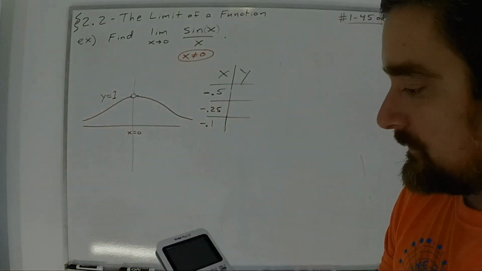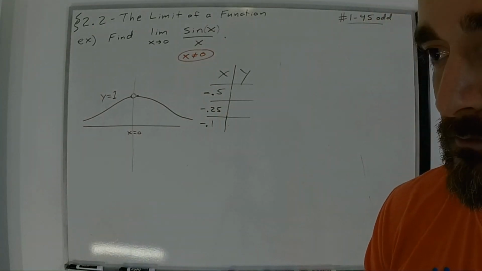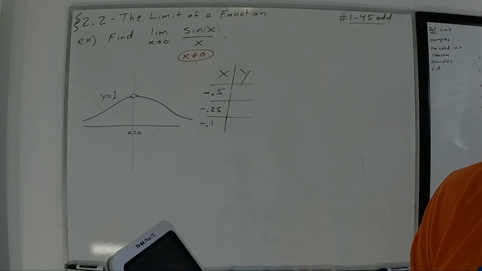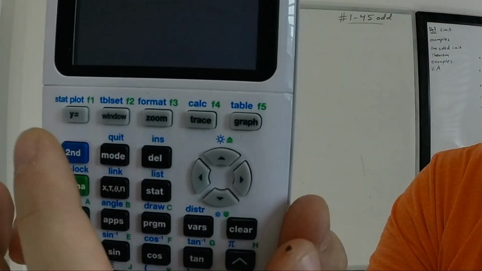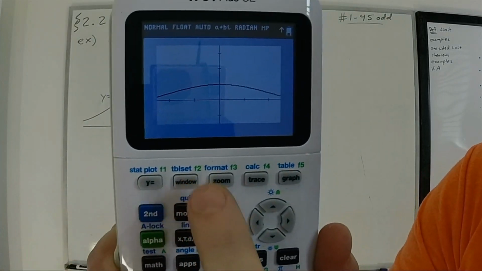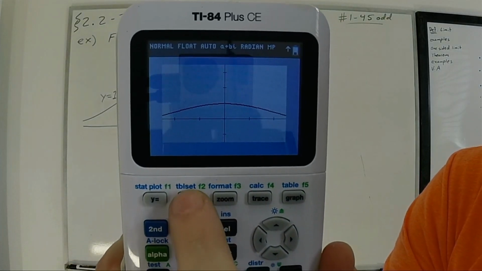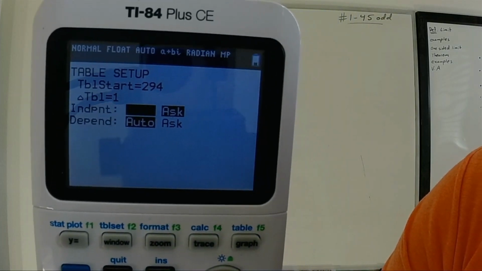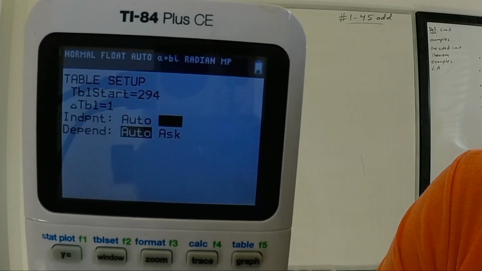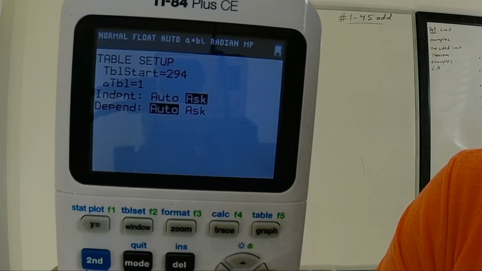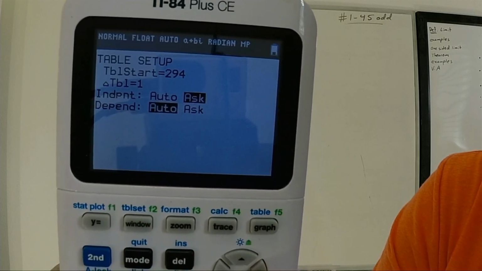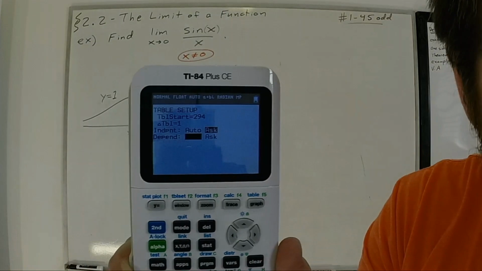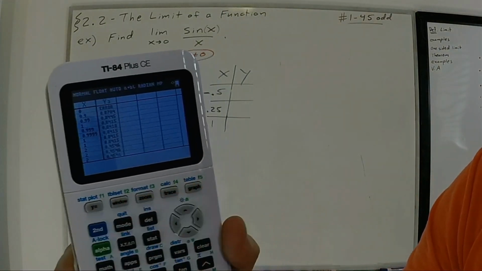And I do want to mention this, just in case you haven't done this since Trig or Pre-Calc, or maybe you've changed your settings. On the calculator, hit the second button, and then hit Window, which actually highlights the blue table set. This is what your values should look like. Scroll down so that the independent variable is on ask. That means the calculator is asking, okay, what x value do you want me to plug in? And make sure the dependent variable is on auto, because that will tell you the output, the y value. And then go to second table.